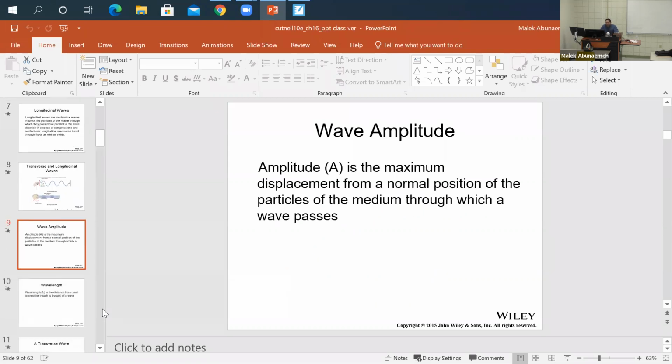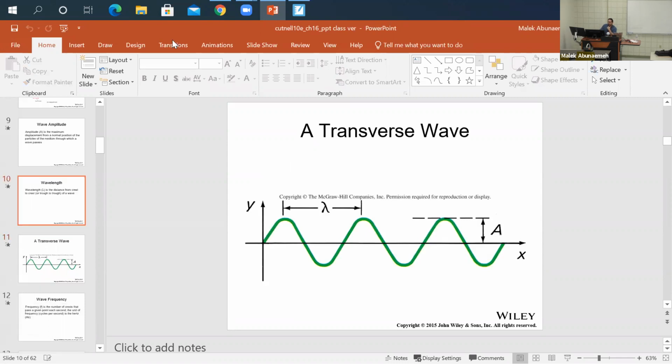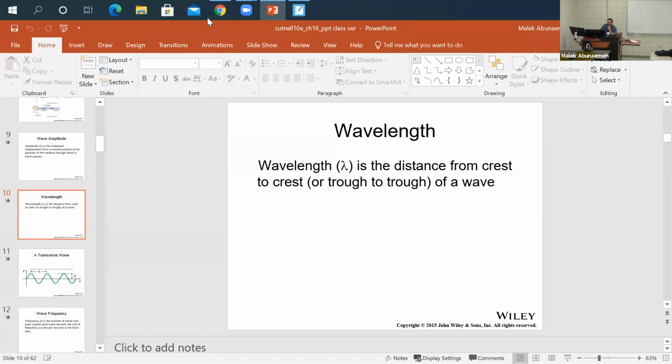Now, your wave amplitude, we defined it as the maximum displacement from the normal position of the particles of the medium through which the wave passes. Your wavelength is the distance from crest to crest or trough to trough. And again, the trough is the bottom of the wave that we just showed on the drawing. So let's go ahead and look at this little video that we have. If you go to modules, I'll put up a little video. That's the first one.